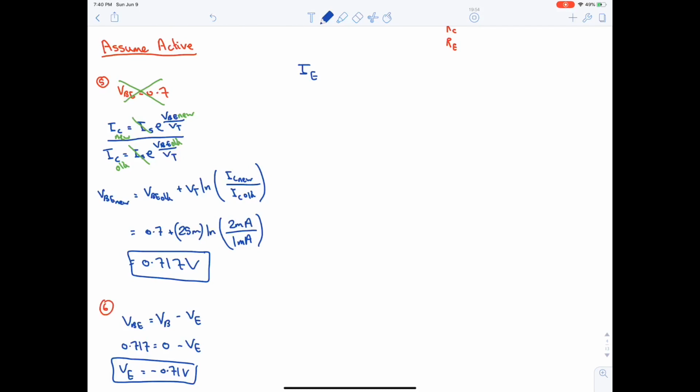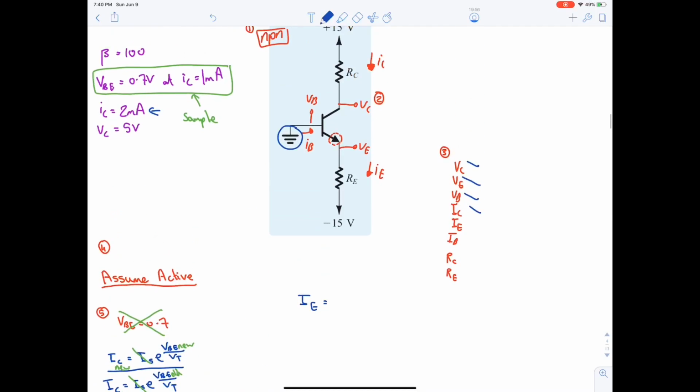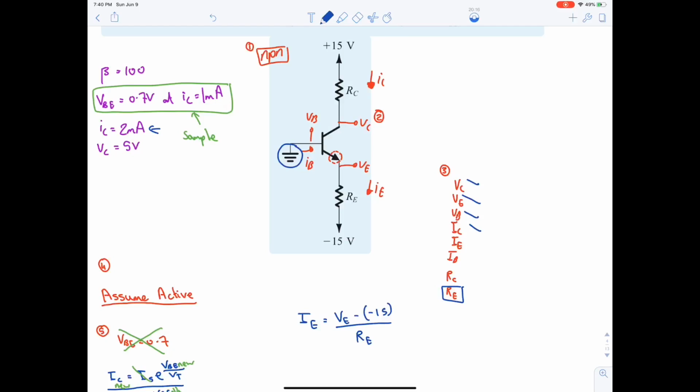Through Ohm's law, because we have a resistance, IE is equal to VE minus 15 divided by RE. RE is unknown, so this cannot be solved yet because we have two unknowns, IE and RE. Let's think of another way.